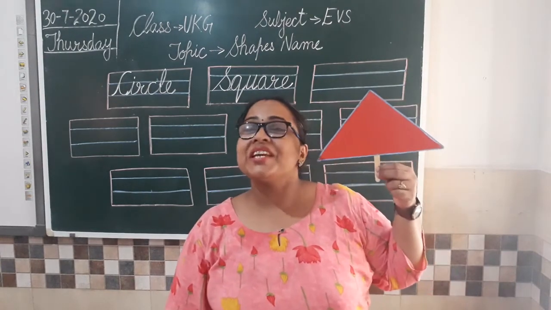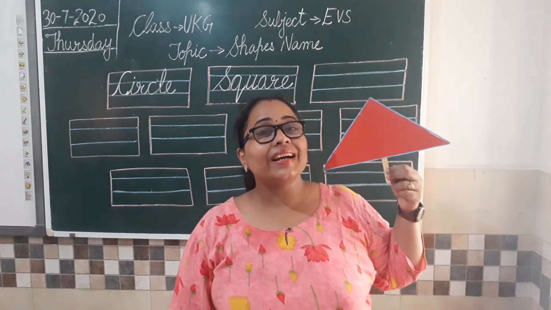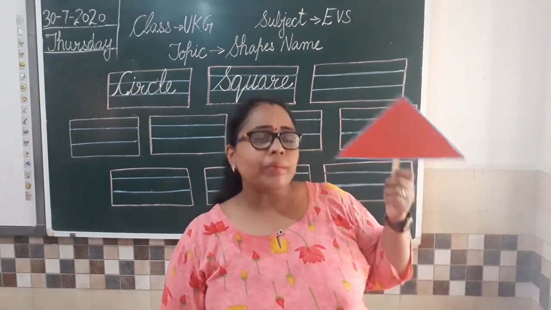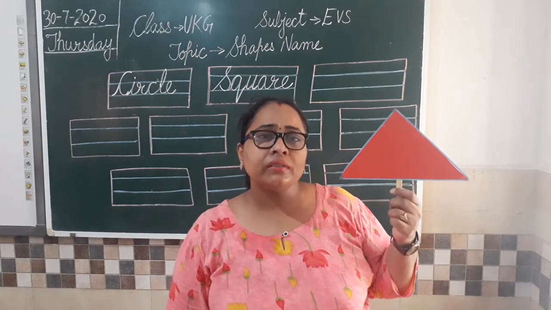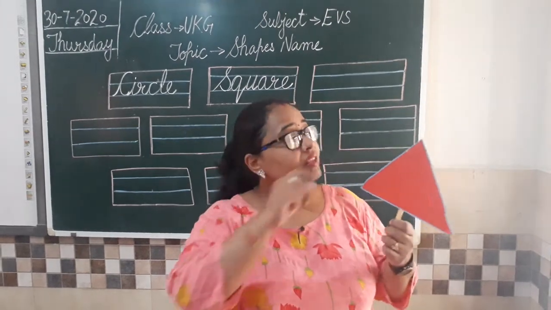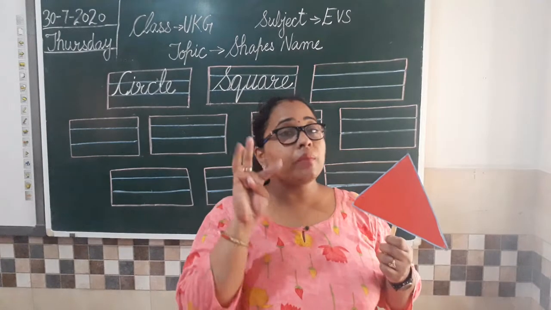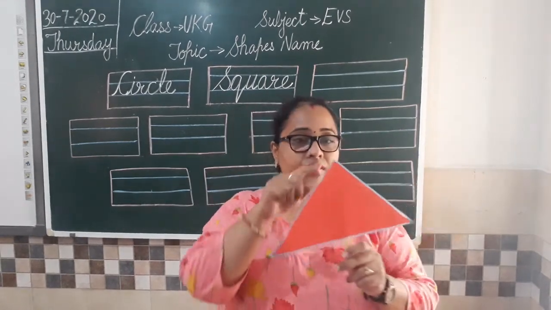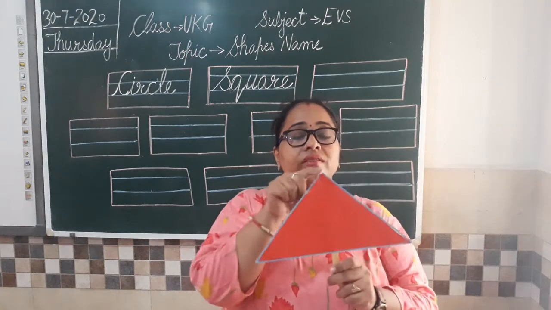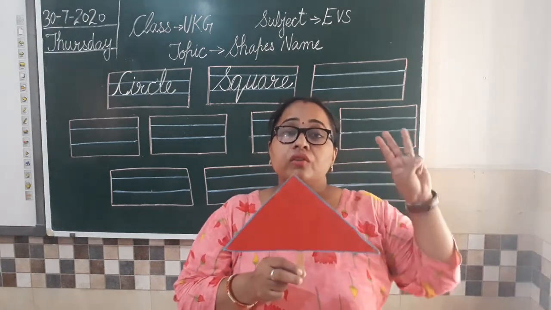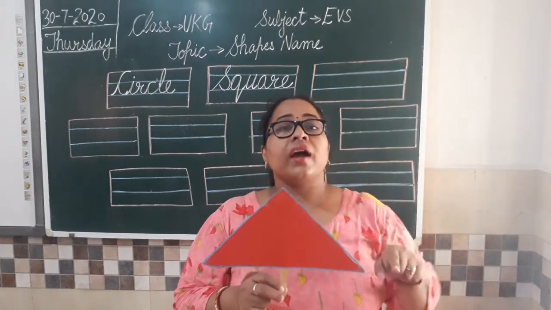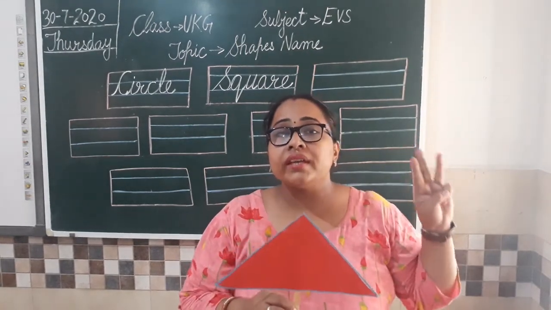Can you tell me which shape is this? It's a triangle. Yes. So can you tell me why we call it triangle? Because it has 3 sides and 3 angles. Tri means 3. 1, 2, 3. These 3 are its angles. And triangle has how many sides? 3 sides. 1, 2, 3. So triangle has 3 sides.